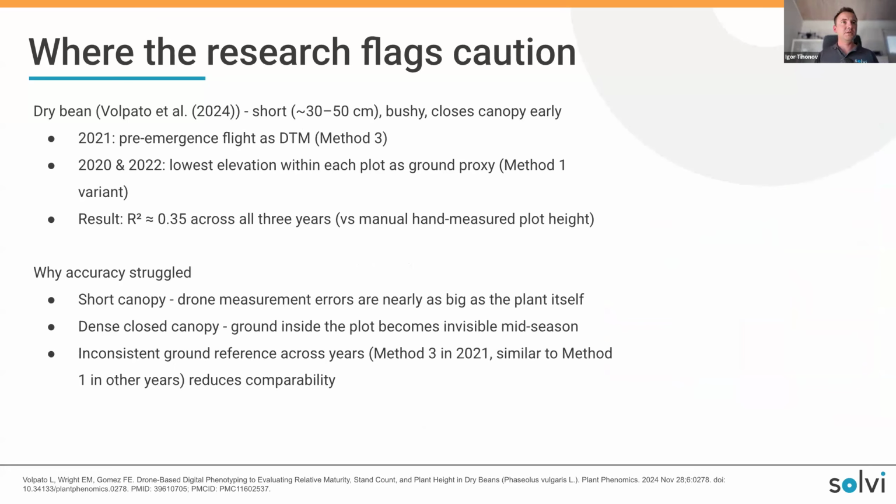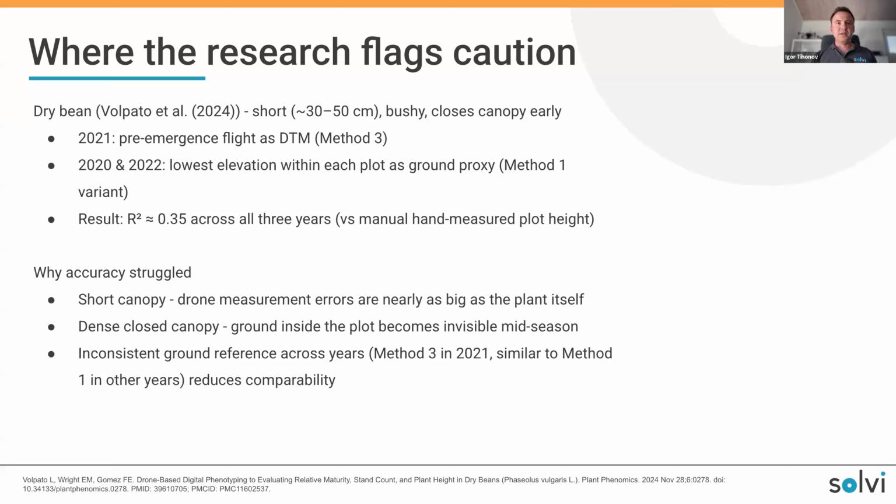There is a study in dry bean conducted 2 years ago, which came to the conclusion that short canopy, so dry bean crops that are just 30-50 centimeters in height, are very hard to measure accurately because there is some error margin already built into the height measurement. So if the crops themselves are not very, very tall, then it's really challenging to measure their height accurately.